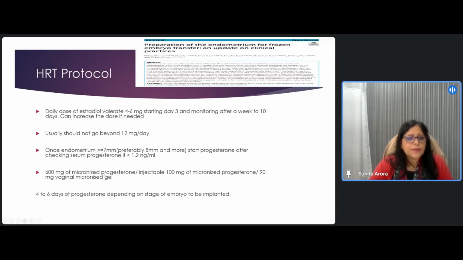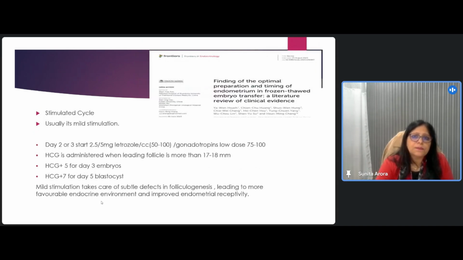And you can give 600 milligram of micronized progesterone. You can give injectable, or you can give 90 milligram of vaginal micronized gel. I prefer either injectable or do first on 10 milligram 3 minutes daily. Then after 4 to 6 days of progesterone, depending on the stage of the embryo to be implanted, you can go ahead for frozen embryo transfer. Now coming to the stimulated cycle.